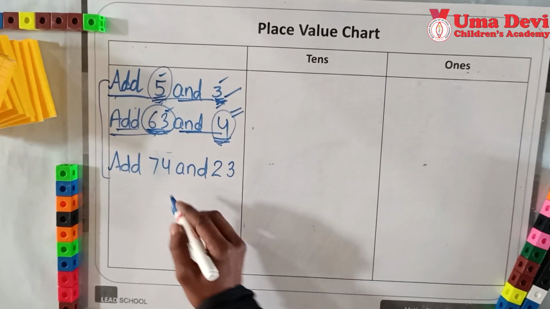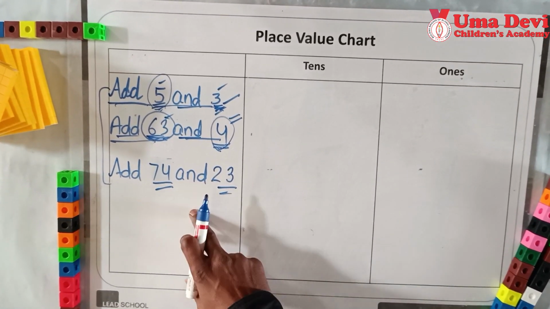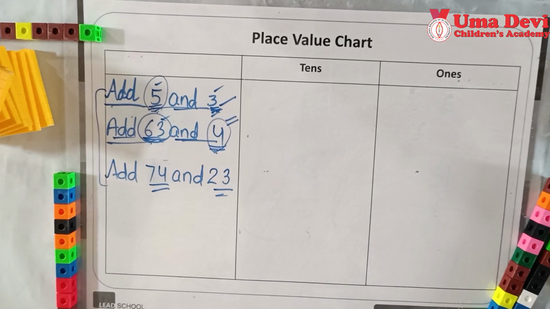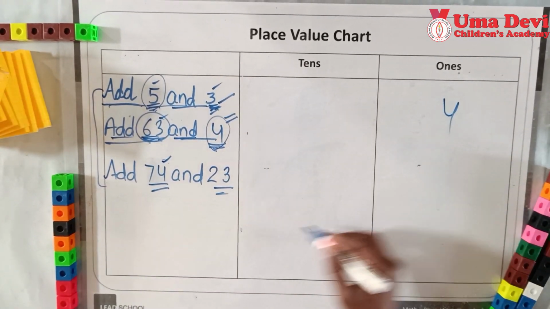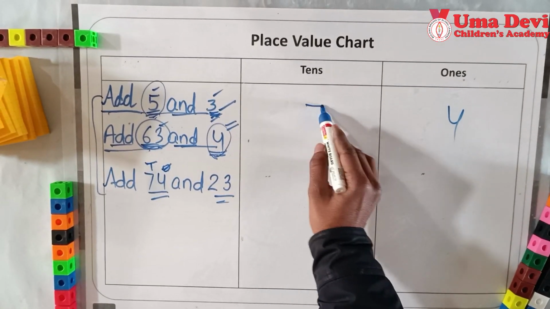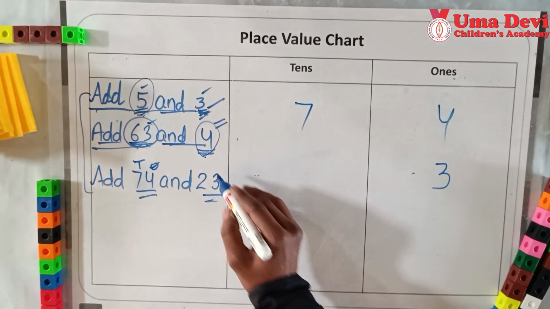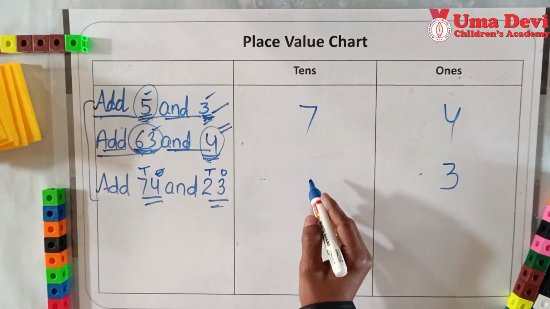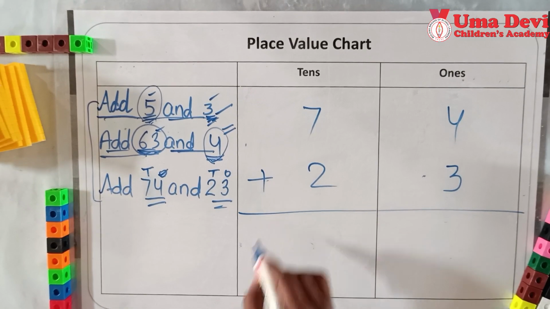Okay, now we will add this number 74 and 23. So how do we write which bigger number here? Bigger number is 74. So we will write 74 at the top and 23 at the bottom. So how do we write it? Where will 4 go? 4 will come in the ones column. Why? Because it is at the ones and 7 is at the tens place. So we will write 7 here, and 3 will come in ones because it is ones and 2 is at the tens. So 3 will come here and 2 will come here. Now we have to add these numbers.